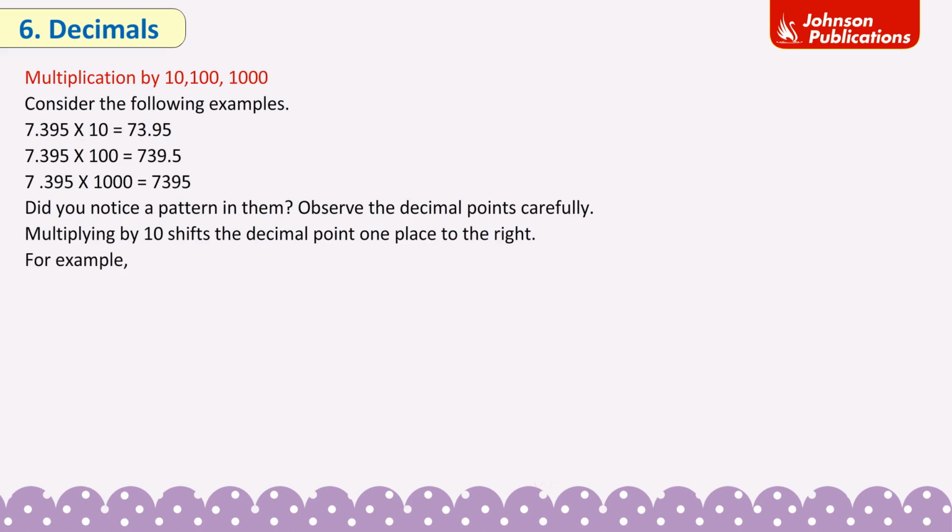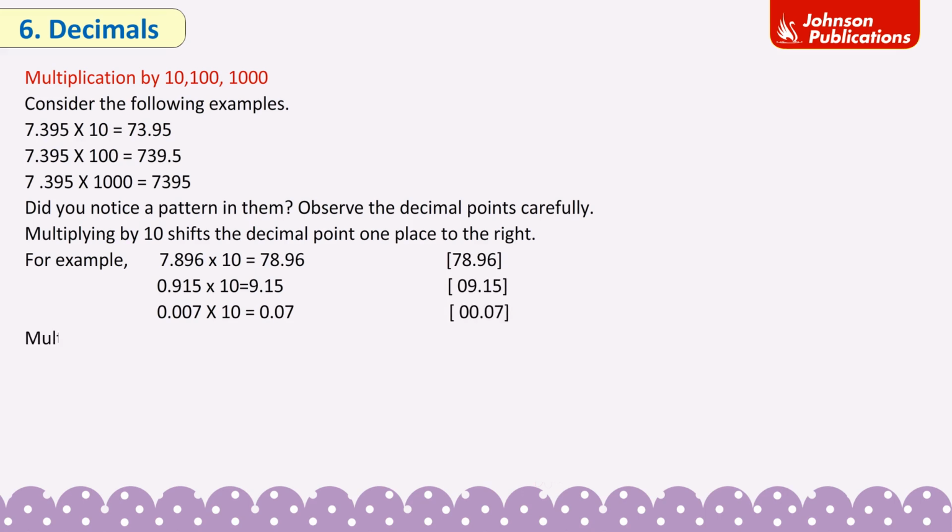For example, 7.896 multiplied by 10 is equal to 78.96. 0.915 multiplied by 10 is equal to 9.15. 0.007 multiplied by 10 is equal to 0.07. Multiplying with 100 shifts the decimal point 2 places to the right.